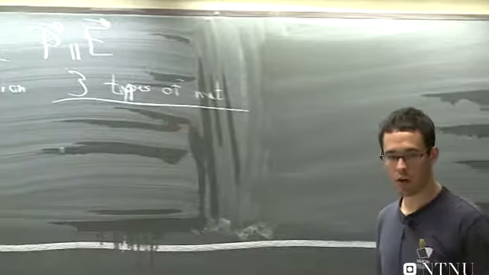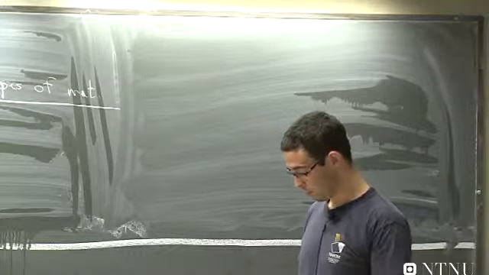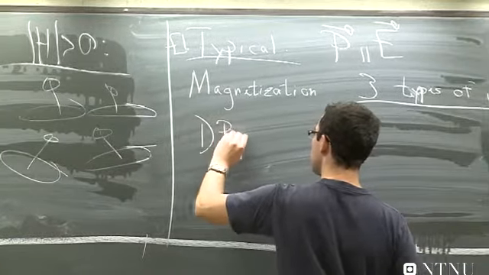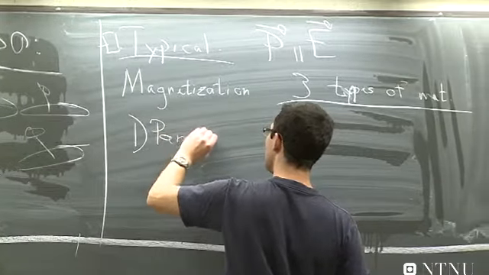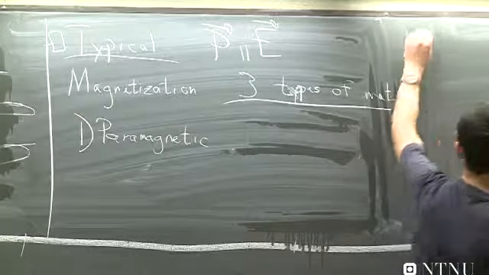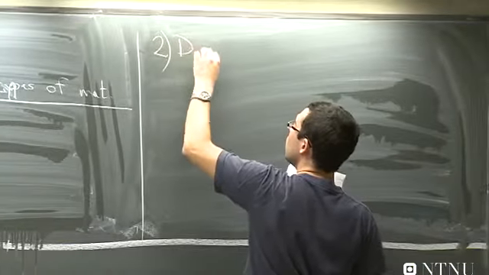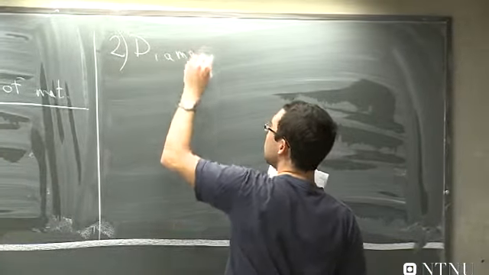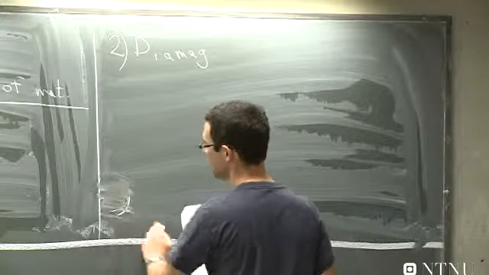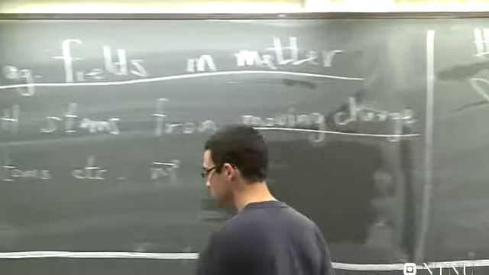In fact, we get three broad classes of materials, and the three are the following. The first one is called paramagnetic. The second is called diamagnetic, and the third one is called ferromagnetic. And I think I'll put that over here because there won't be space.